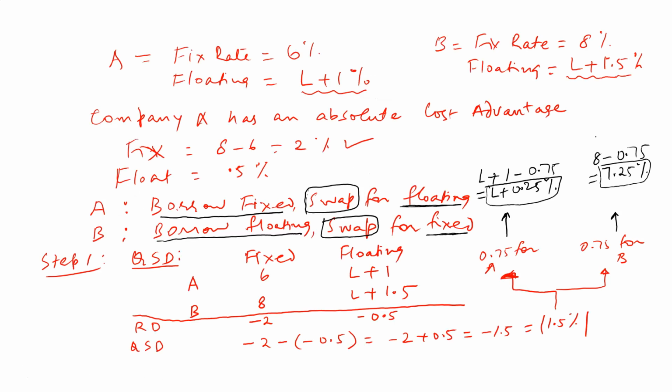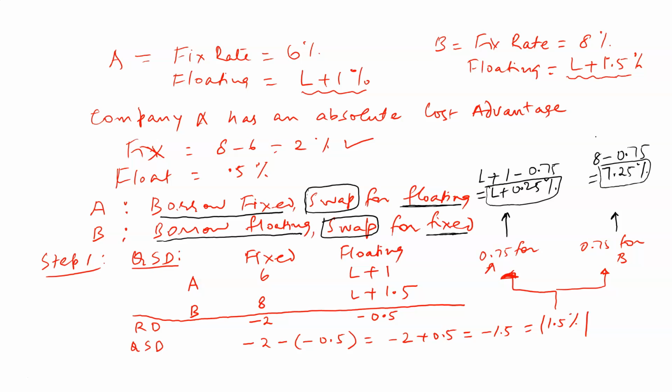Company A has an absolute cost advantage in the fixed rate market as well as in the floating rate market, but the greater of these benefits comes from the fixed rate market, where they are better off in comparison to company B to the tune of 2%. In the floating rate market, they are better off as compared to company B to the tune of only 0.5%. So whichever market they are better in, that is where they are going to go to start the process.